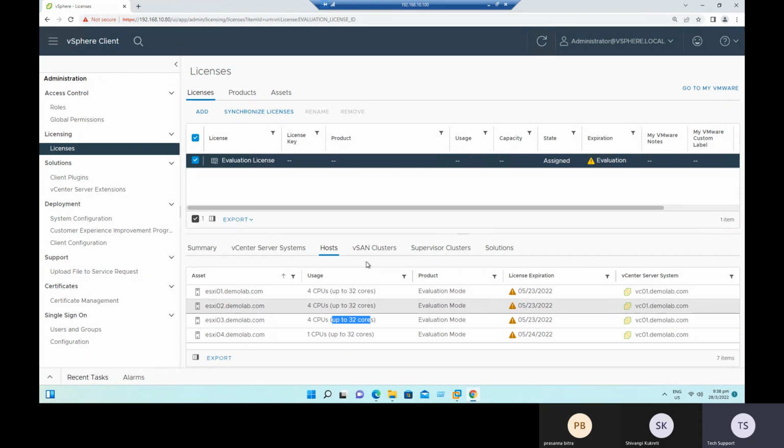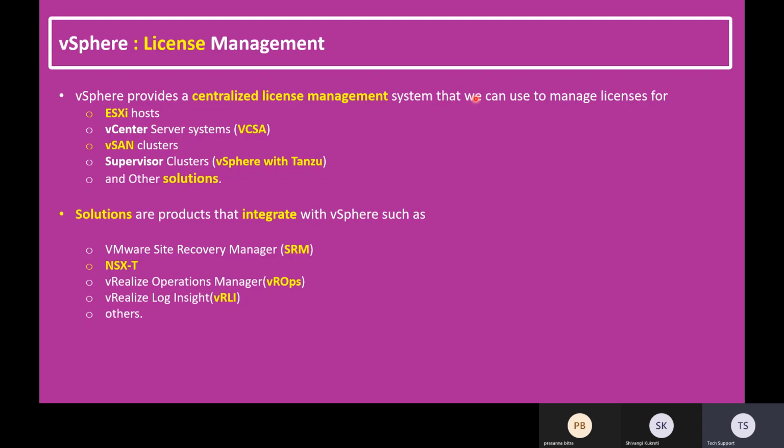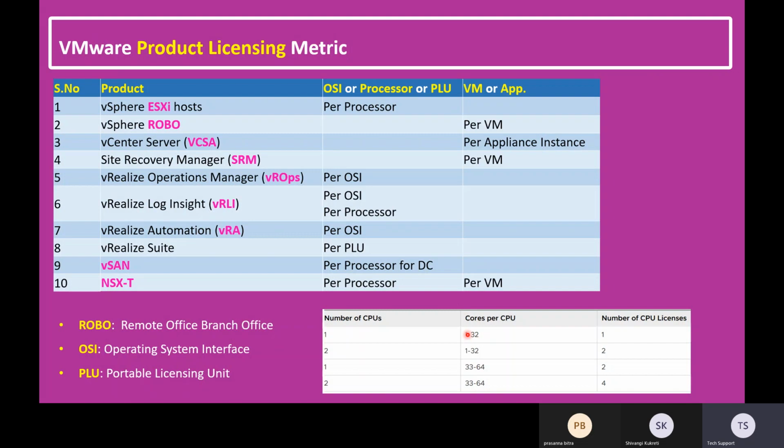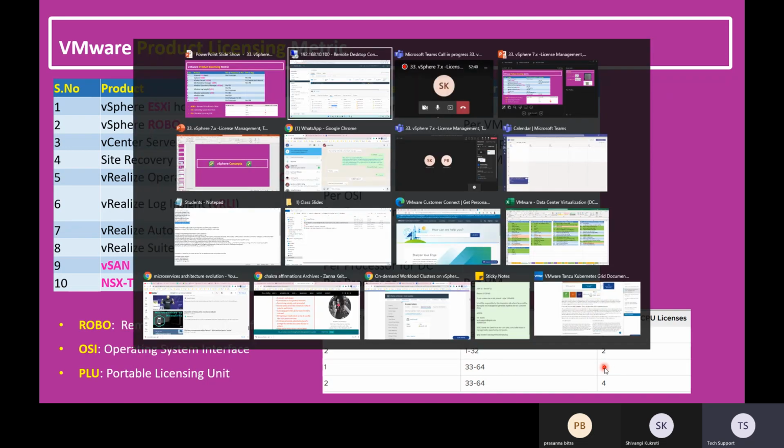Okay, this same point I highlighted in today's session. Suppose you see the CPU tab I mentioned here, number of CPU, one CPU, the cores is supported up to 32 cores. Okay, or 32 cores, only one CPU. Suppose if your core count is increased to more than 33, we need two license keys. Okay, so that point we can see from here.